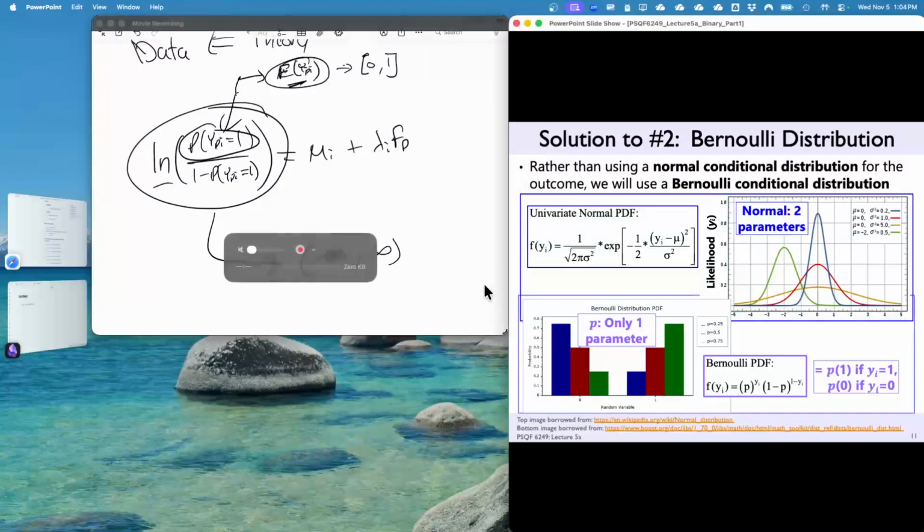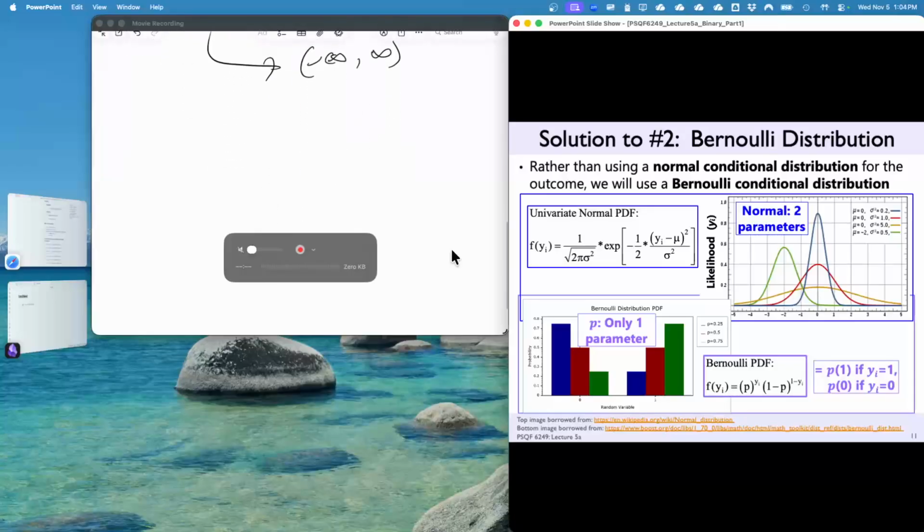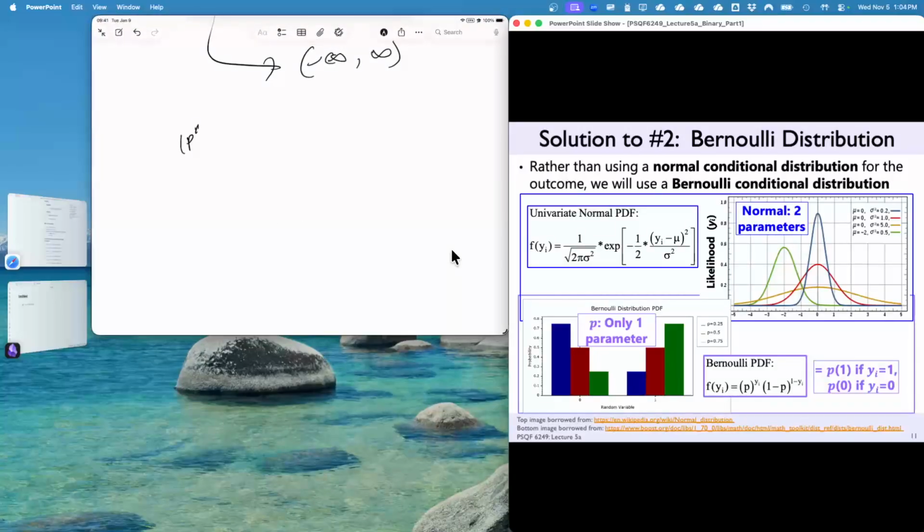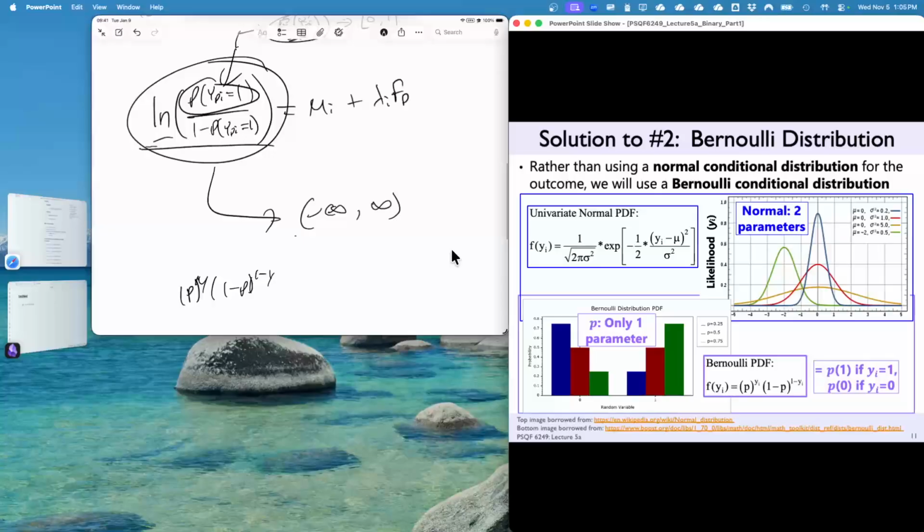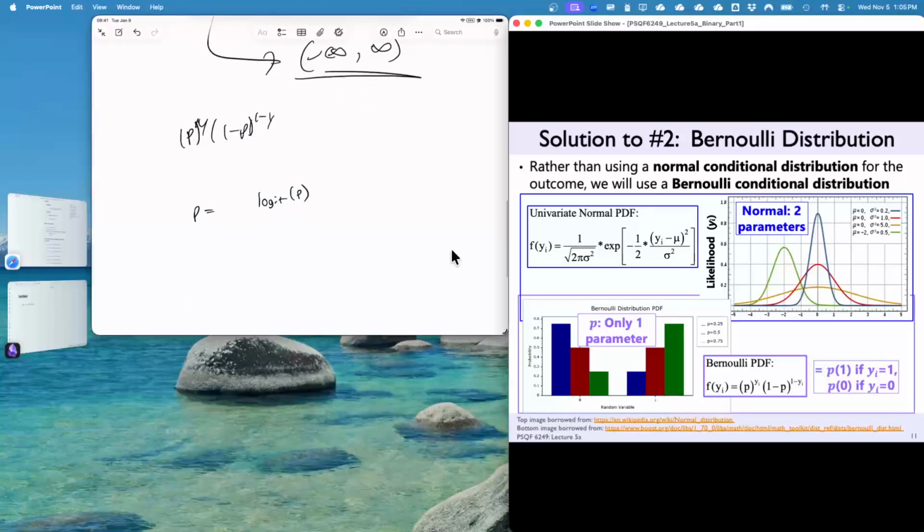Let's see if I can get this a little better here. Okay, so here what we're saying is p to the y times 1 minus p to the 1 minus y, that's our Bernoulli. But p really, right here, is our probability. So we need to take our logit of p and back translate it, right? Because logit of p, right here, this is our logit. It's continuous, but p itself has to be in between 0 and 1.